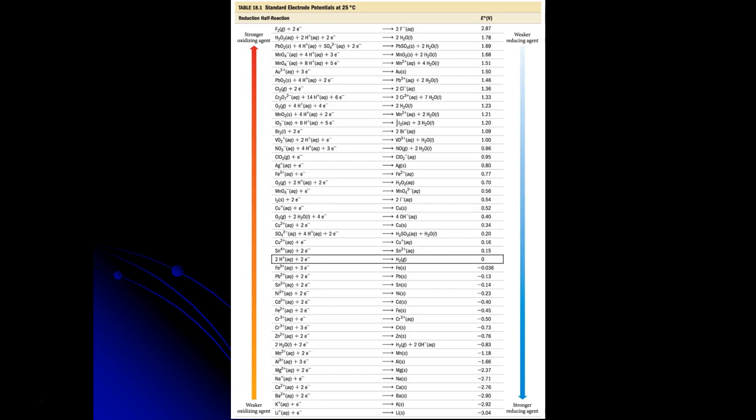Copper 2+. Oh, but it's to copper 1+. Nope. Oh, there it is. Copper 2+ aqueous plus 2 electrons goes to copper solid. Look at that positive cell potential of 0.34. So copper 2+ is the one that wants to be reduced. Okay, it's a positive cell potential, much higher up the table.